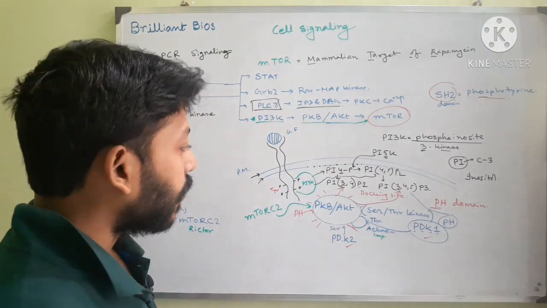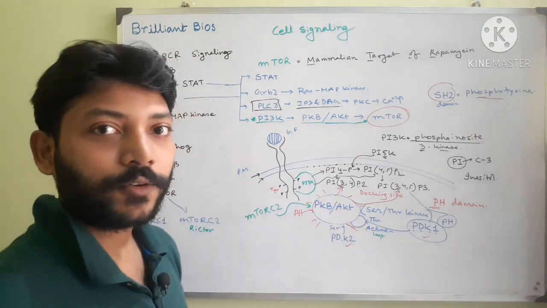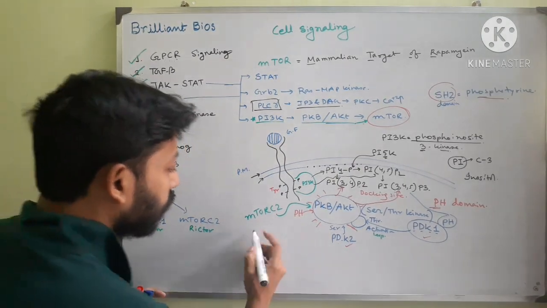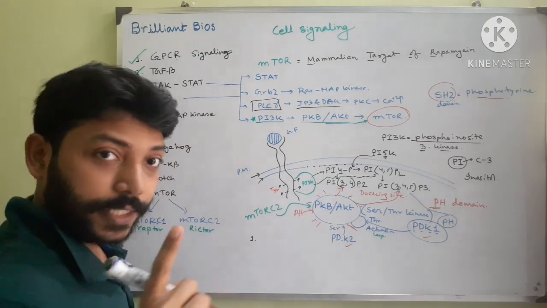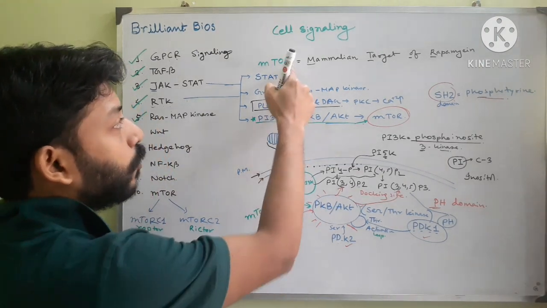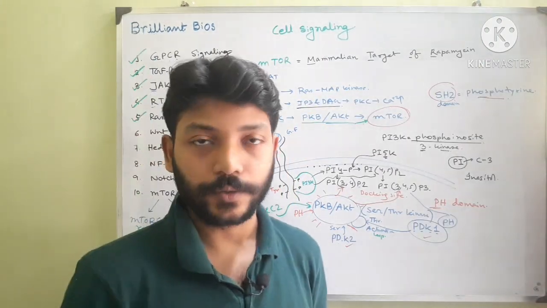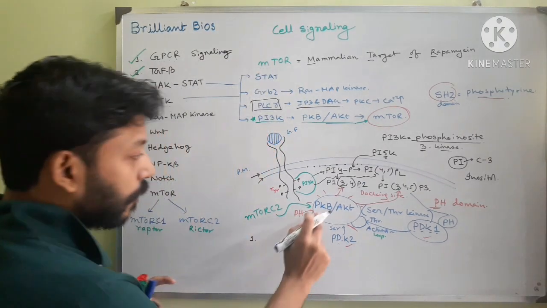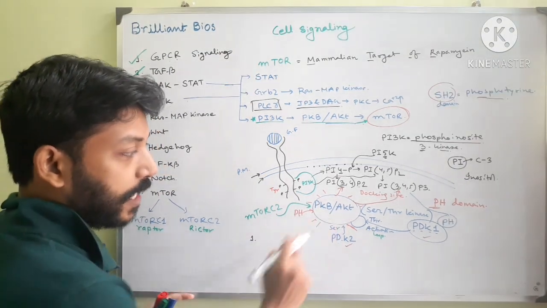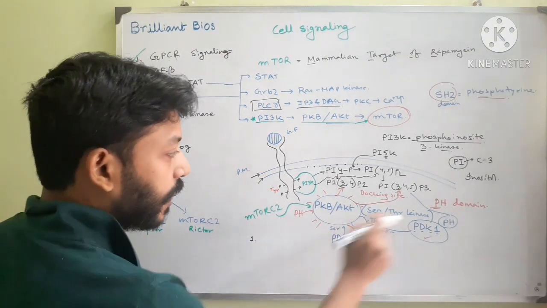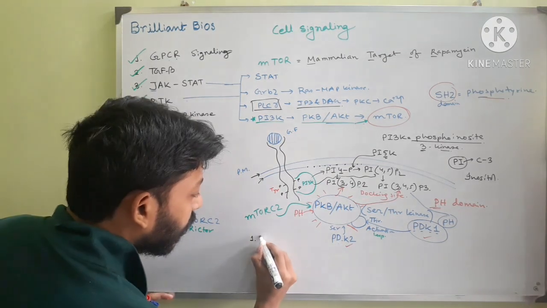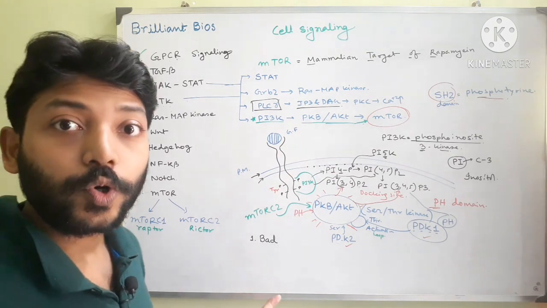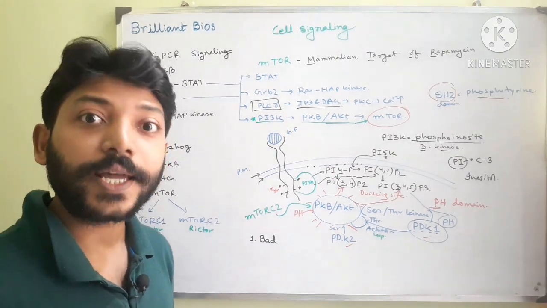Okay. Now this PKB or AKT performs three important functions. I have mentioned that the mTOR pathway controls three things: cell growth, cell proliferation and cell survival. The first thing performed by PKB or AKT, which is a serine threonine kinase, concerns a pro-apoptotic protein called BAD. This is BAD, a pro-apoptotic protein. That protein helps in apoptosis.